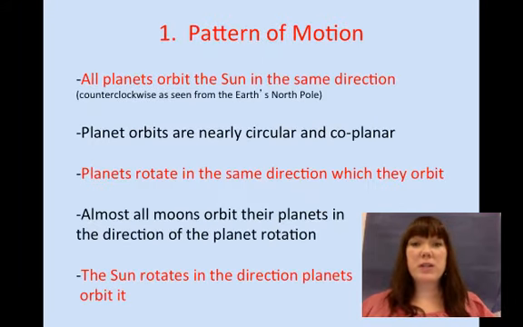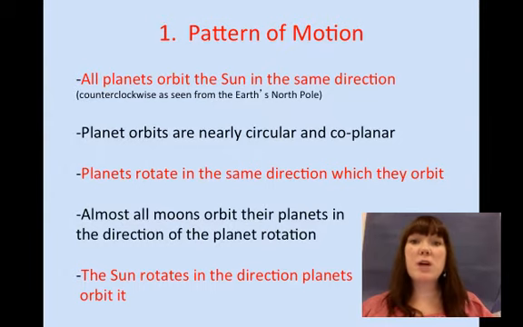So the first thing we're going to take a look at is the pattern of motion in our solar system. And the first thing that we notice is that all of the planets orbit the sun in the same direction, and that would be counterclockwise. If we're looking down at the Earth's north pole, looking down at our solar system, they all orbit in the same direction, which is counterclockwise. There are no exceptions to that rule.